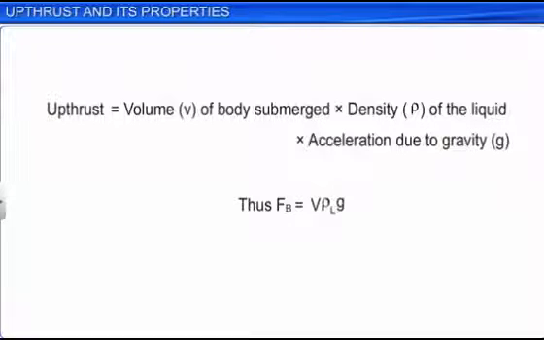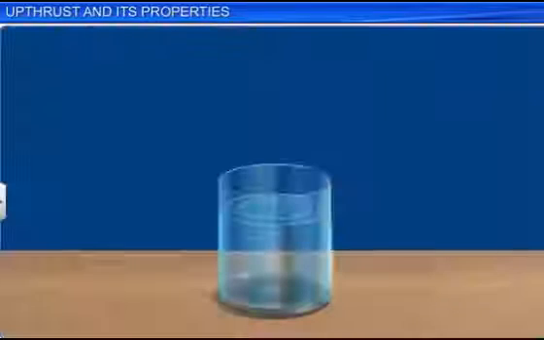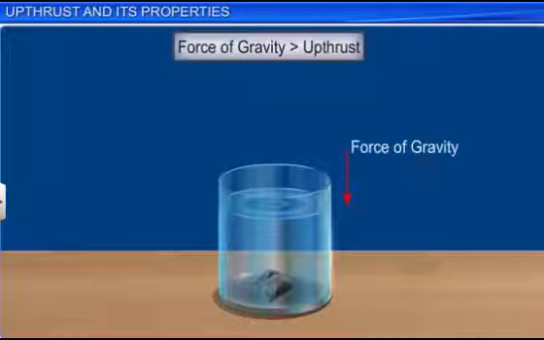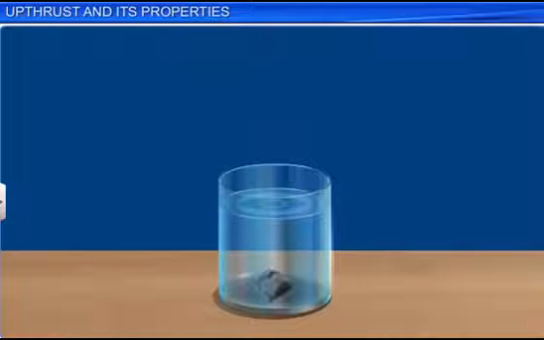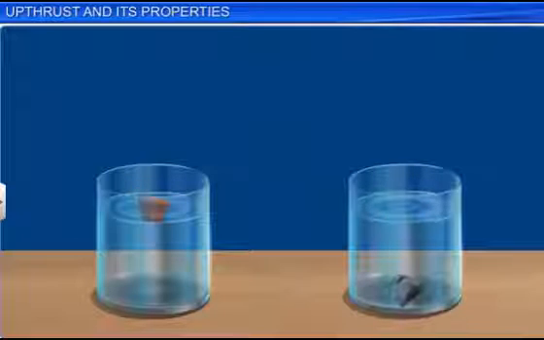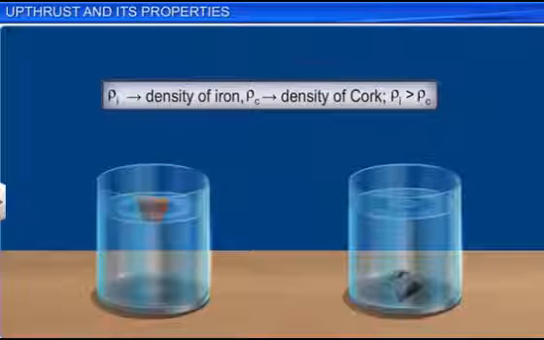You must have observed that if you drop a piece of iron into water, it sinks. This is because the force of gravity is greater than that of upthrust. Take identical masses of iron and cork and place them on the surface of water. See what happens. The piece of iron sinks, while the cork floats on the water.